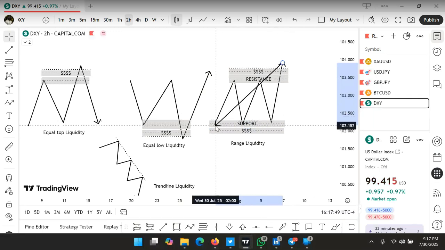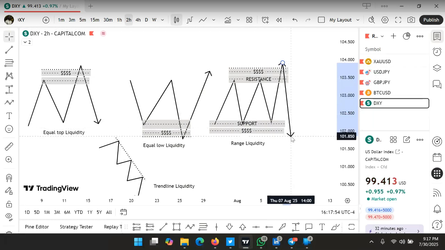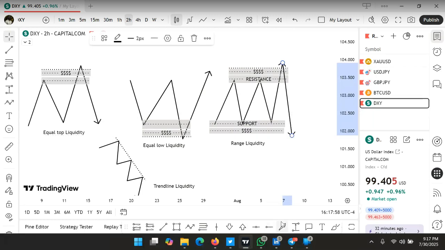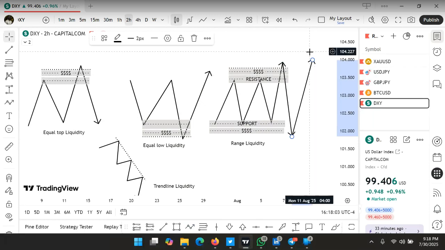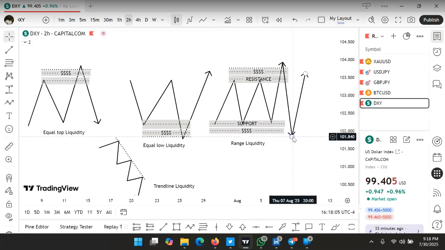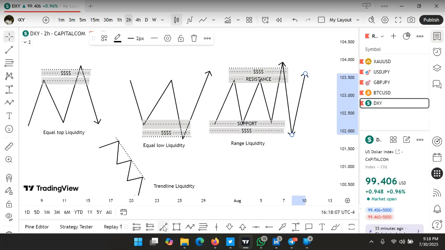Now, what does this mean? These big guys will take liquidity before the market begins to buy. The market will do something like this: take liquidity first before it begins to buy. So what does this mean? You should always wait for a sweep of liquidity.